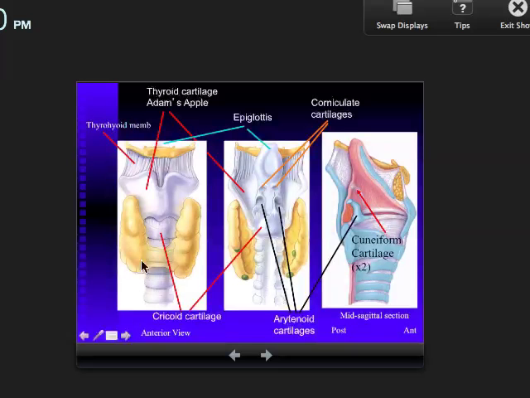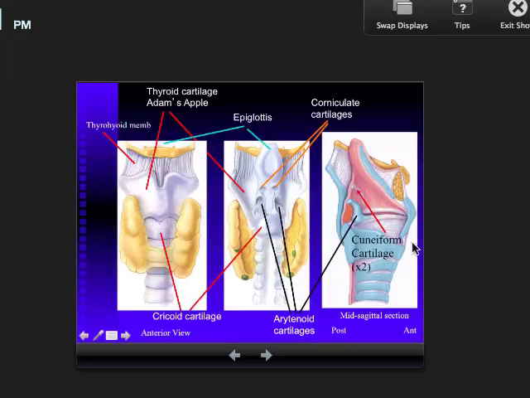Again, orient yourself. Here's the anterior view. There's your thyroid cartilage. There's a cricoid cartilage there. Looking posteriorly, here you see the epiglottis. Again, this is looking from the back, and there you see it waving to you, waving posteriorly. And again, orient yourself here.